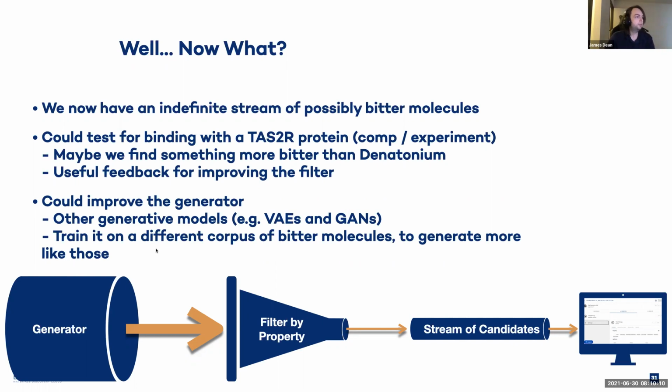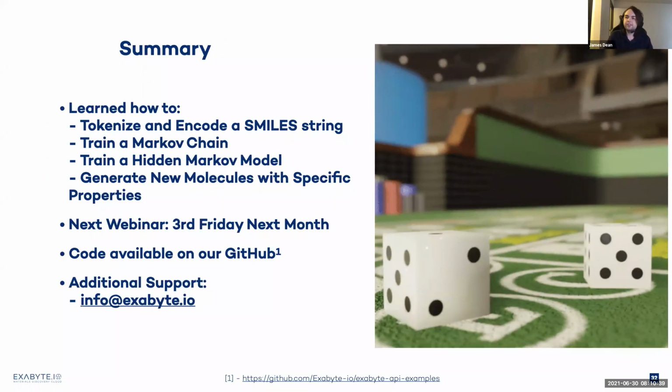Another thing we could do: we trained this generator on a very general corpus of molecule structures. We could train it on a different corpus of, for example, bitter molecules to generate more molecules like those. So we could improve the generator, or improve the filter, or just go right into screening these candidates. That's what we could do next if we wanted to take this to its next steps. So that ends the webinar.